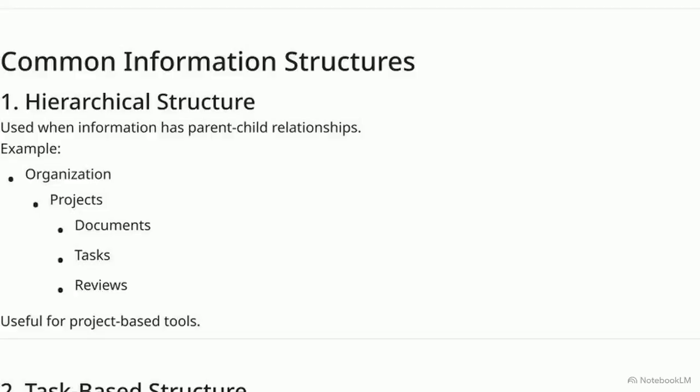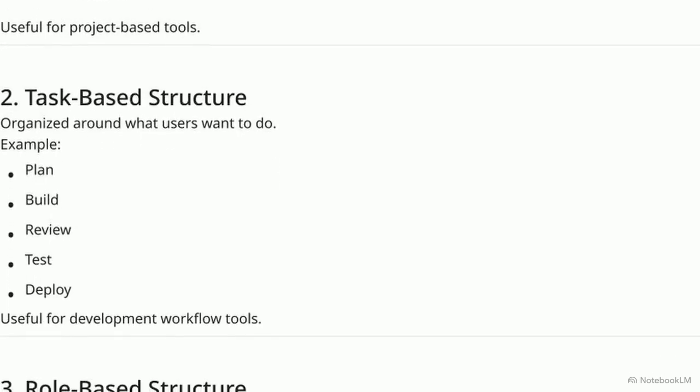This document outlines 5 structures, starting with the hierarchical structure based on parent-child relationships. Organizations contain projects, which contain documents. Sliding down, we find the task-based structure. This organizes the ecosystem around sequential user actions: planning, building, reviewing, and deploying.